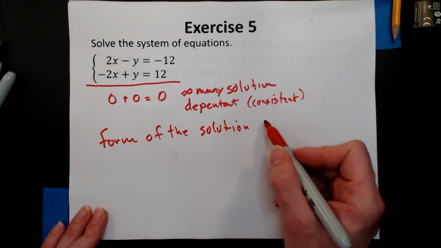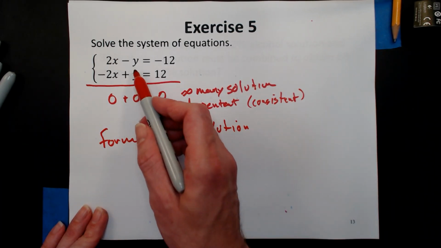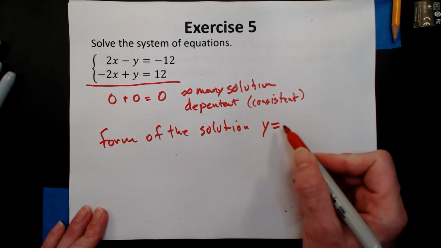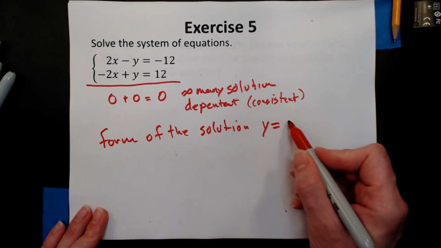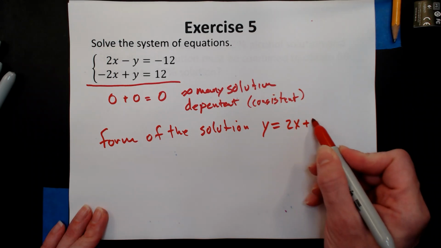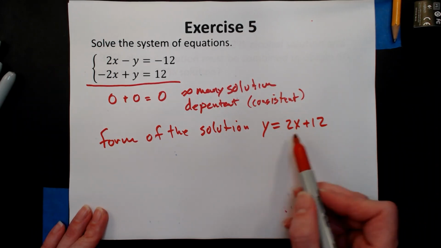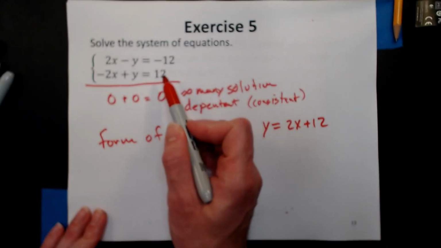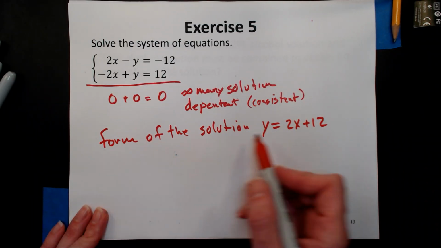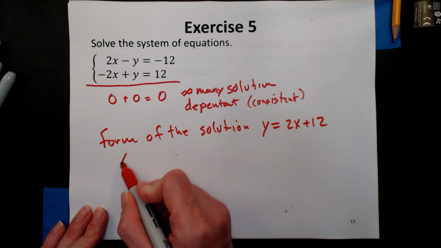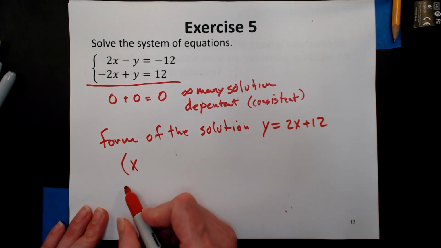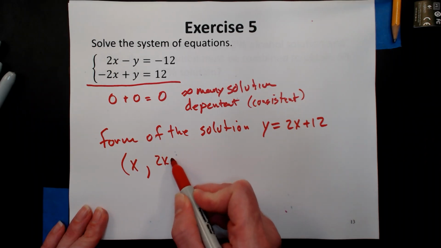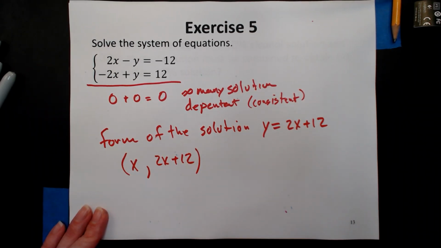The form of the solution is going to be basically, if we solve one of these equations for y, I'm going to pick the second equation right here because it's easier. I'm going to have y equals, and if I move that 2x to the other side, 2x plus 12. So everybody see this? I got y equals 2x plus 12. All I did was move the 2x to the other side in the second equation. And so now we have this, and we say they're going to be the form where x can be any real number, and then y would be what? y is equal to 2x plus 12. And that would be your solution.